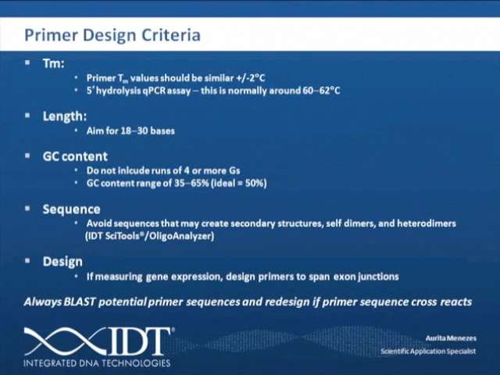This is not necessary if you're doing a copy number estimation. For that, you can design within an exon. However, if you're wanting to measure gene expression, then it's nice if you are able to design your primers to span exon junctions. And as before, always BLAST potential primer sequences and redesign if you find your primer sequence cross-reacts.